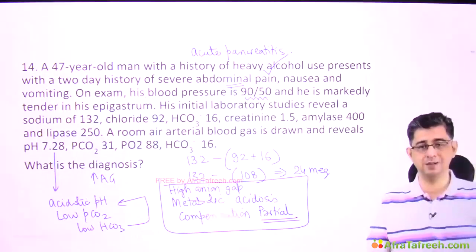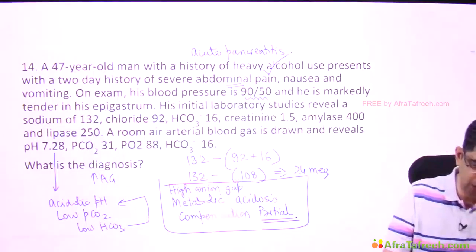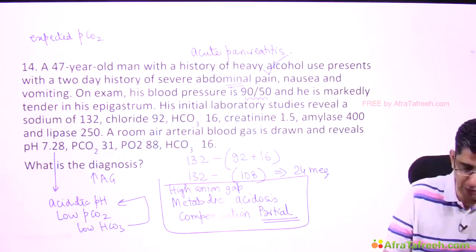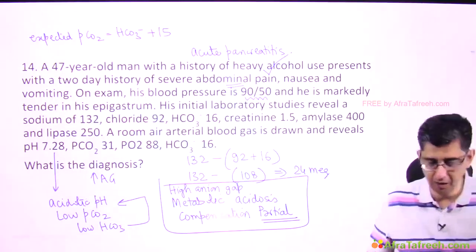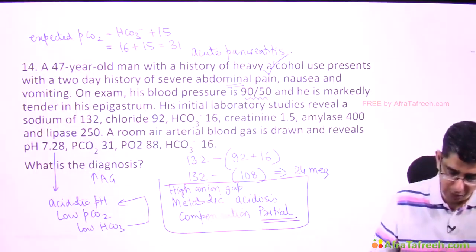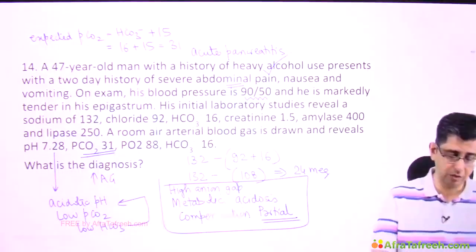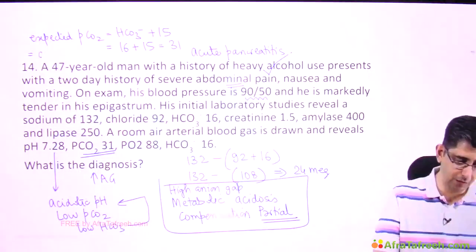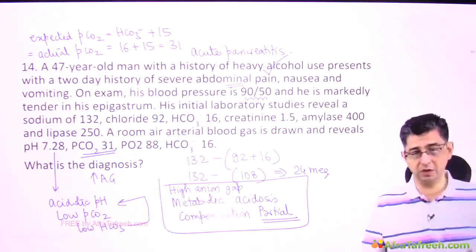Most of the questions on metabolic acidosis are relatively easy to solve. We can also use the mathematical rule to calculate the expected level of PCO2 in this patient and compare it with the actual PCO2. The rule for expected PCO2 is bicarbonate plus 15. The bicarbonate given in the question is 16, which works out to a PCO2 of 31 millimeters of mercury, and in this question it is precisely 31. Because the expected value equals the actual PCO2, the compensation process is working just fine.